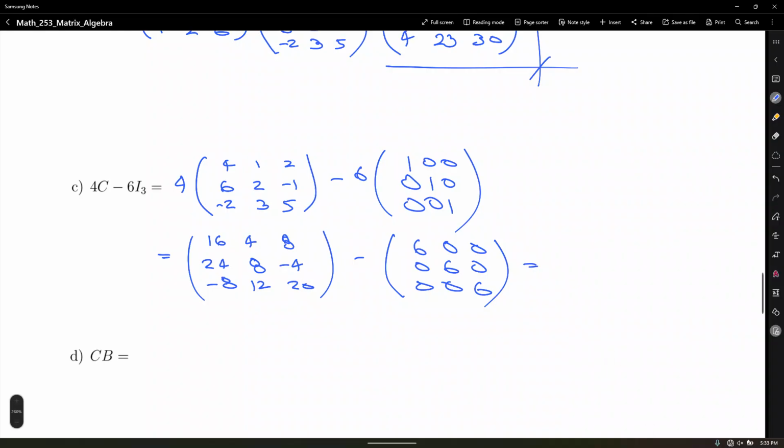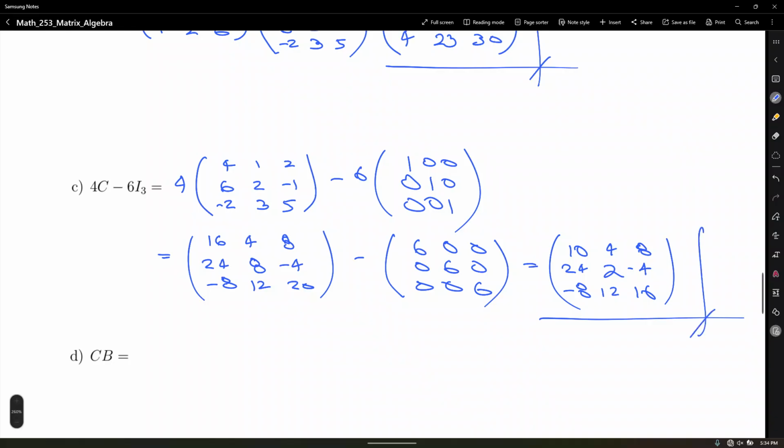So 16 minus 6, is that equal to 10? 8 minus 6, is that equal to 2? 20 minus 6, is that equal to 16? The other six entries just remain the same: 24, -8, and 12. 4, 8, and -4. Final answer. Final answer. Right? Yes.